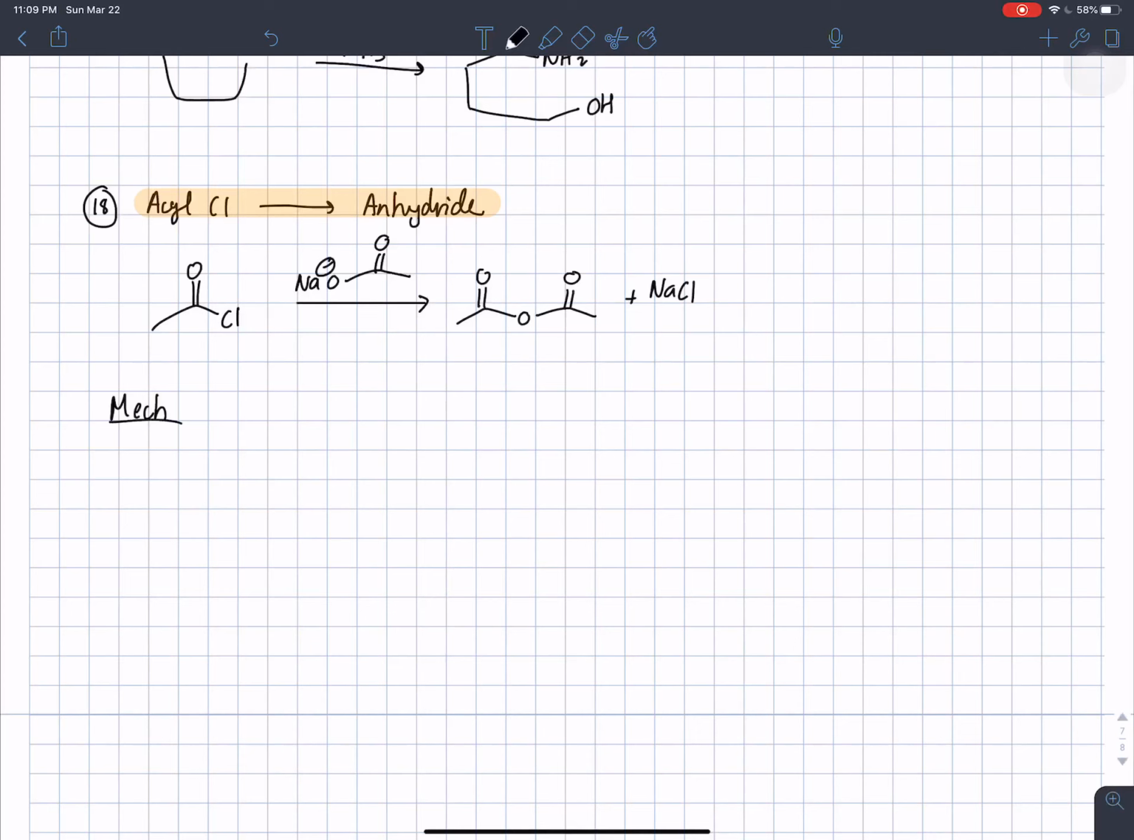So if you take a look at the mechanism here, we have this acyl chloride, and this thing can attack. So this thing will just go here, this goes up. Because Cl is a good leaving group, when this comes down, the Cl will leave.